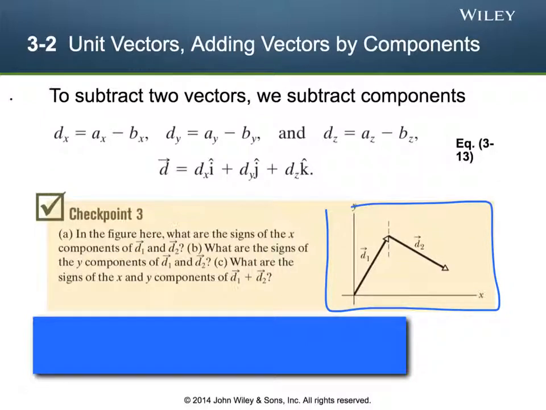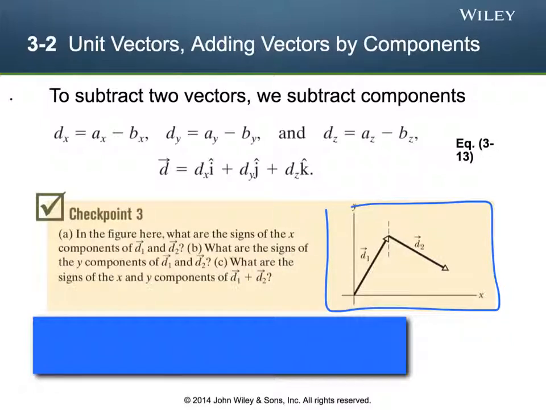I want you to take a look at the figure over here and answer these 3 questions. The first one being, what are the signs of the x components of vector d1 and vector d2, and what are the signs of the y components of those 2 vectors, and what are the signs of the x and y components of the 2 vectors combined.